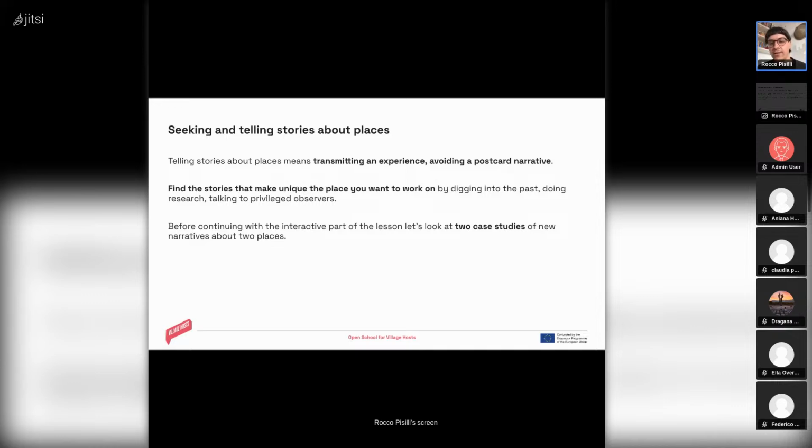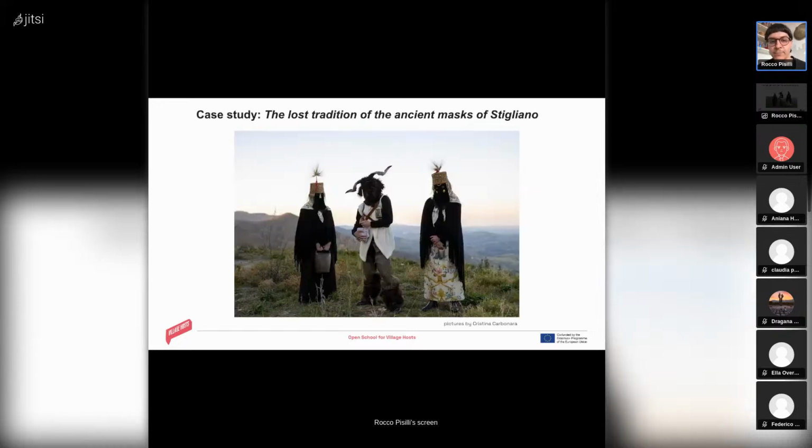Today we are going to see two different case studies, and then we are going to have a more interactive part in the breakout rooms, where you will tell some stories related to a place you feel connected with. The first case study is the lost tradition of the ancient masks of Stigliano. Do you know any example of masks like this in your home countries? You can write in the chat.